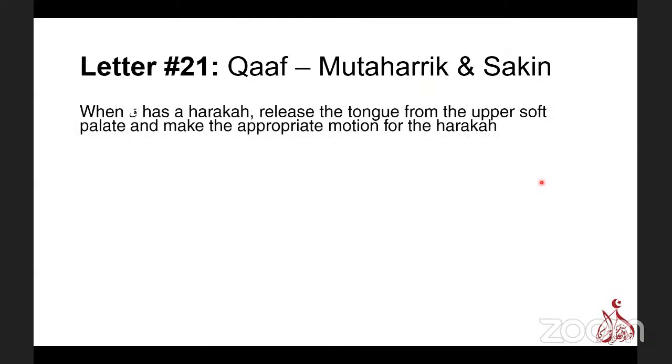So when Qaaf has a haraka, the back of the tongue is touching the upper soft palate fully. But when we have to say the fatha, damma, or kasra, you have to let go of that area and then say the fatha, damma, or kasra. For example, qatala. It starts off with our upper tongue touching the upper palate, and then qa, qatala. Second example, yarzuqu, qu. It starts off touching the upper palate, and then you let it go, qu. The last one, qisas. It starts off touching the upper palate, and then you say the letter, qisas.